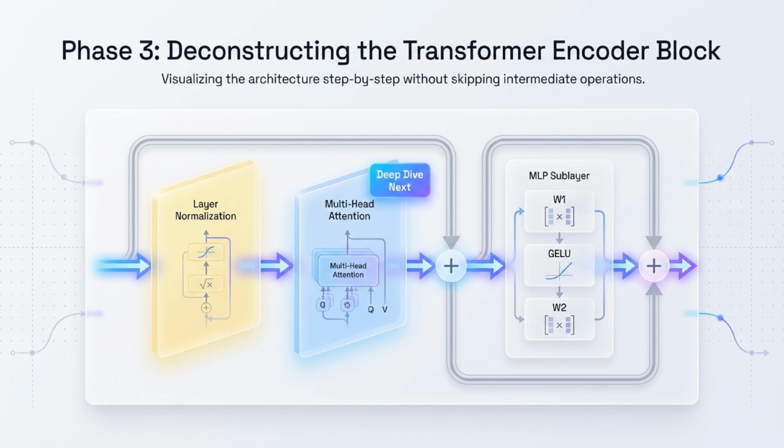Moving into Phase 3, we deconstruct the transformer encoder block. We visualize the architecture step by step without skipping any intermediate operations. You can see the data flow through layer normalization, into the multi-head attention mechanism, and pass through the MLP sublayer, complete with residual connections.